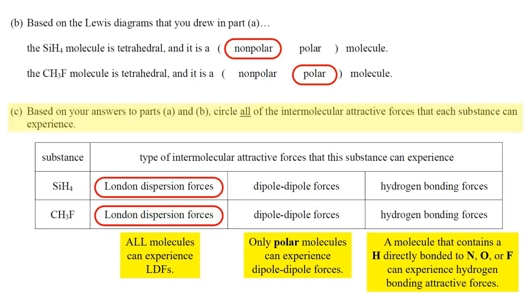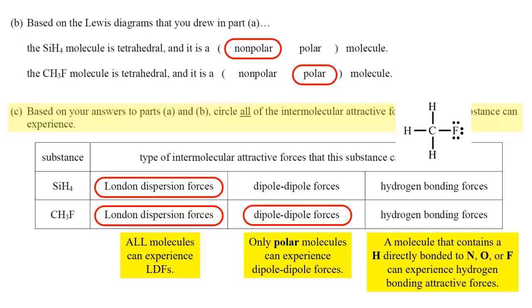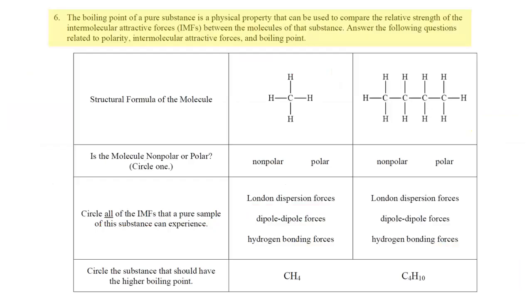Only CH3F can experience dipole-dipole forces. And there is a hydrogen, but it's bonded to carbon. It's not bonded to fluorine. So CH3F cannot experience hydrogen bonding attractive forces between its molecules. All right, well, that is the answer to that part of that question. And now we are ready to take a look at question 6.